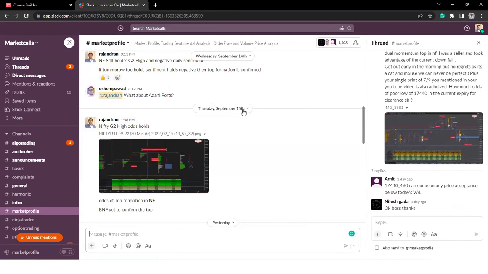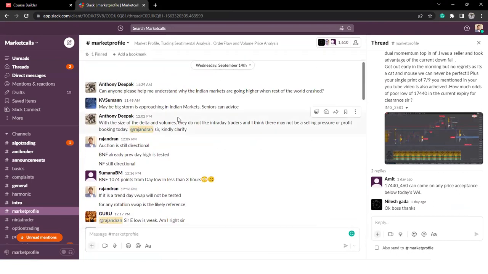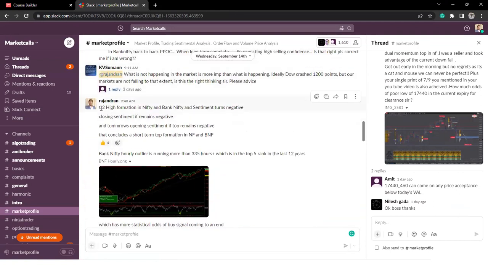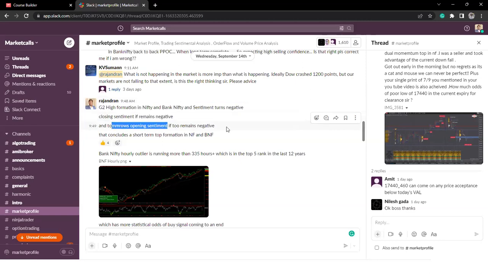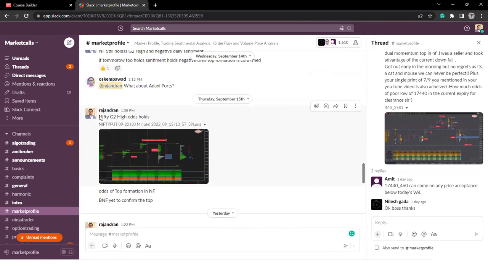So here, September 15th, Nifty G2 high odds holds. Prior to that itself, we were talking about it on September 14th, which is where that big gap down happened. On that day, for the G2 high formation in Nifty and Bank Nifty, if the closing sentiment remains negative, and tomorrow's opening sentiment too remains negative, we could conclude a short-term top formation. And we are confirming the top on September 15th, Nifty G2 high odds holds.